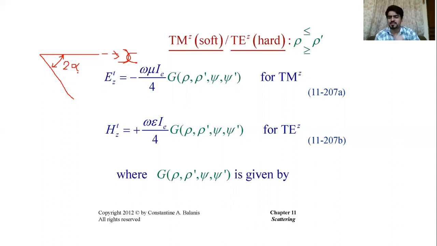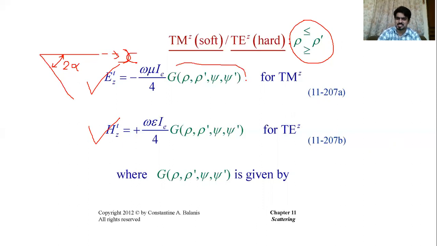So now one of the faces of your wedge is used as a reference. When we use the face as a reference, for both regions, when rho is less than or equal to rho prime, and when rho is greater than or equal to rho prime, these are the expressions for TM to Z and TE to Z polarization for the EZ and HZ components, where this capital G function is nothing but Green's function.